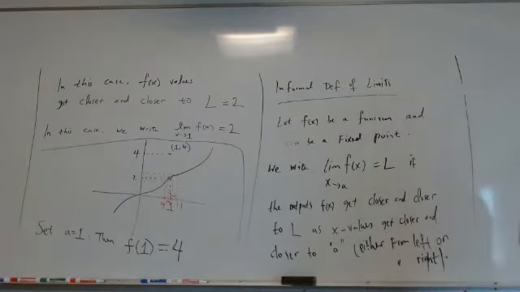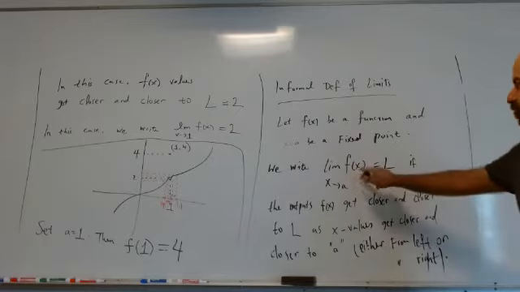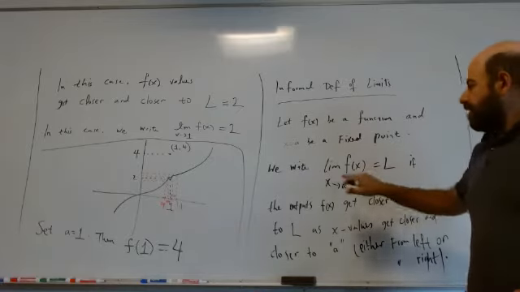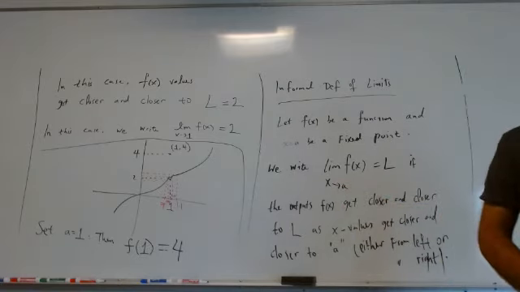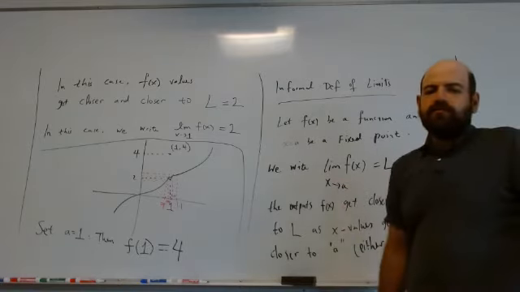Okay, so this is called the informal definition of limits. The limit of f of x as x approaches a equals L means the outputs get closer and closer to L as the inputs x get closer and closer to a. Now, why are we calling this the informal definition?